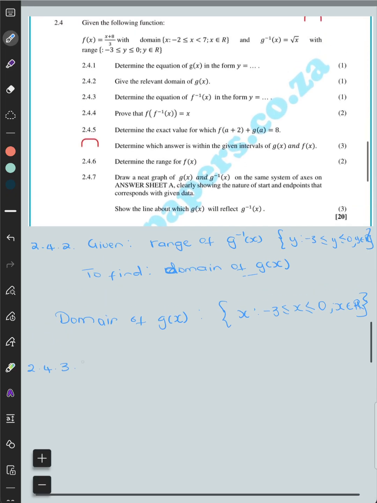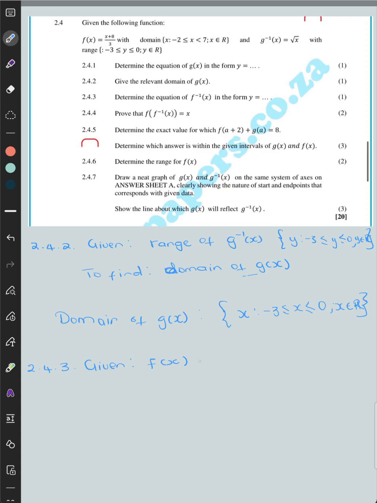We say again, what are we given? Now we're looking at f, right? We are given f of x, which is equal to x plus 8 over 3. We are to find the equation of f inverse.